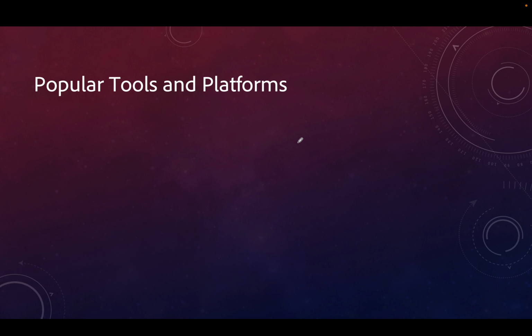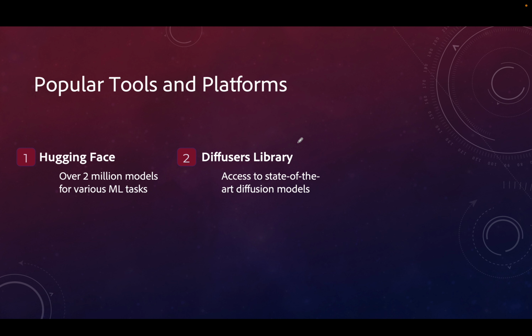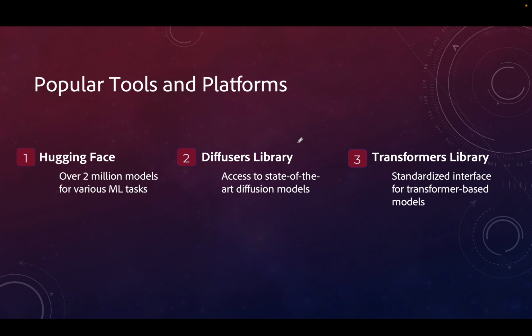Now, one of the most popular platforms for accessing generative models is Hugging Face, which offers over 2 million models for various machine learning tasks at the time of this recording. The Diffusers library provides state of the art diffusion models, and the Transformers library offers standardized interfaces for tasks like text generation. These tools make it easy to use powerful models without starting from scratch.